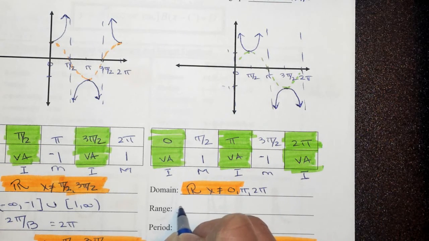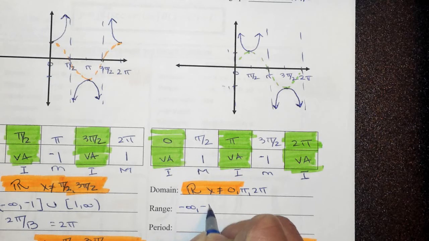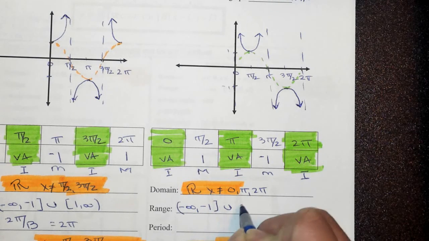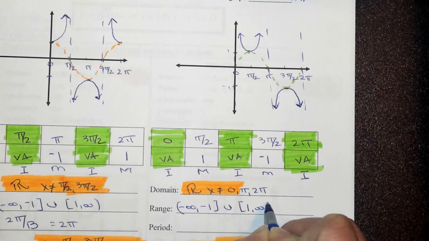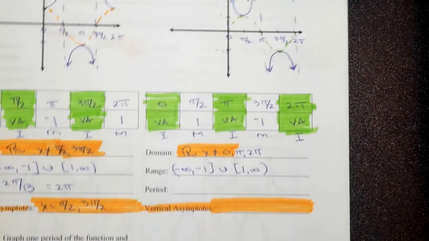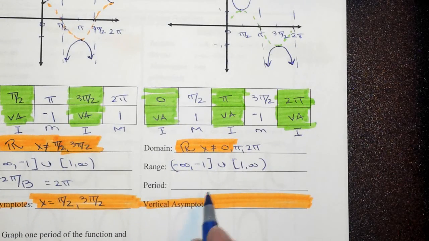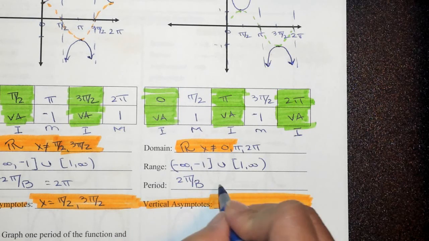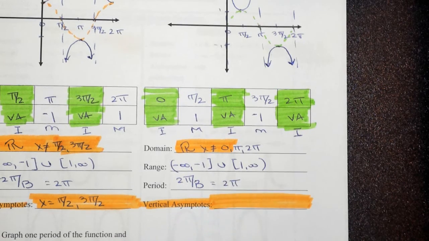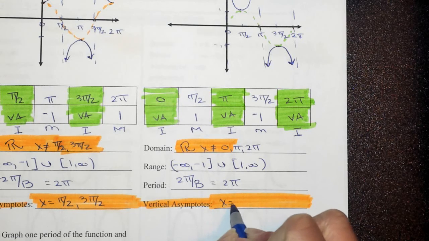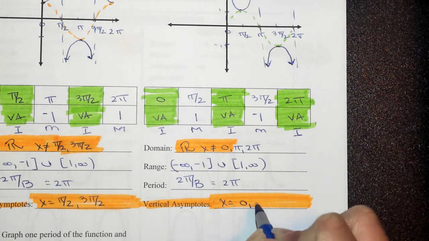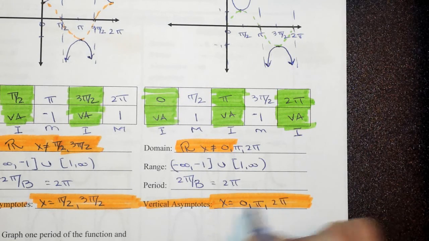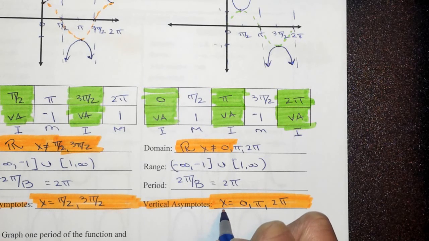So my range goes from -infinity to -1, and then from 1 to infinity, and remember that will change depending on your graph. The period is still found by taking 2 pi divided by the absolute value of b, which in this case is 2 pi, and then here my vertical asymptotes are where x is equal to 0, pi, and 2 pi. For a vertical asymptote, you must write x equals.